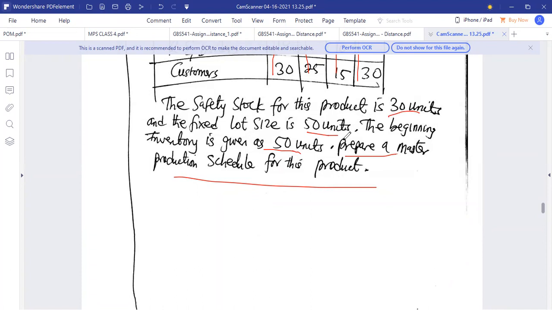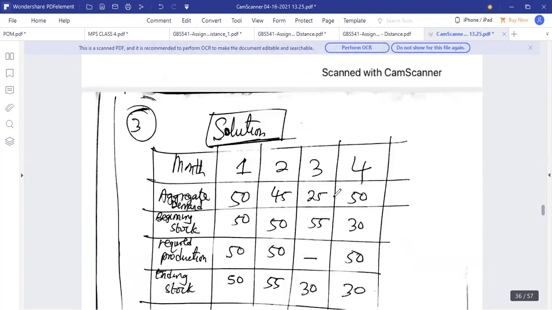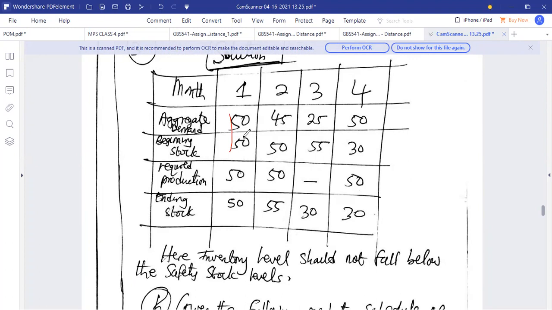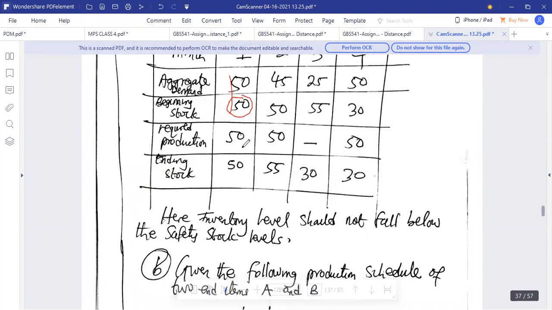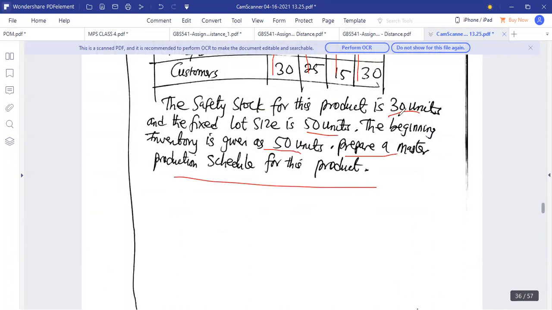So here, the reason there's a production of 50 is that we can meet our demand because we have the 50 units to meet the demand of 50, but we will remain with zero. That rule would then be distorted. That's why we required the fixed production batch of 50 units. That's what it says here, the fixed lot size of 50 units. So we had to produce 50 units because it would have remained with zero, and our buffer stock is 30 units. Inventory should not fall below safety stock.